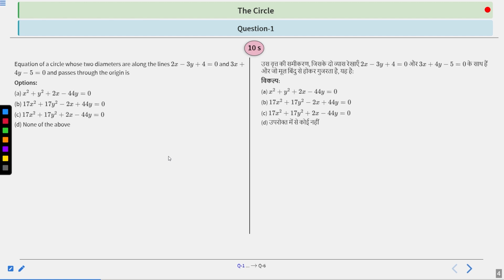For the hint of this question, we basically have to find the equation of the circle, right? And the equations of two diameters are given. Clear? So the point of intersection of the two diameters will be the center of the circle, right? After finding the point of intersection, we will easily get the center. Also, the circle is passing through the origin, right? So we can easily find the distance between the origin and the point of intersection of these two diameters, and that distance will be equal to the radius of the circle.